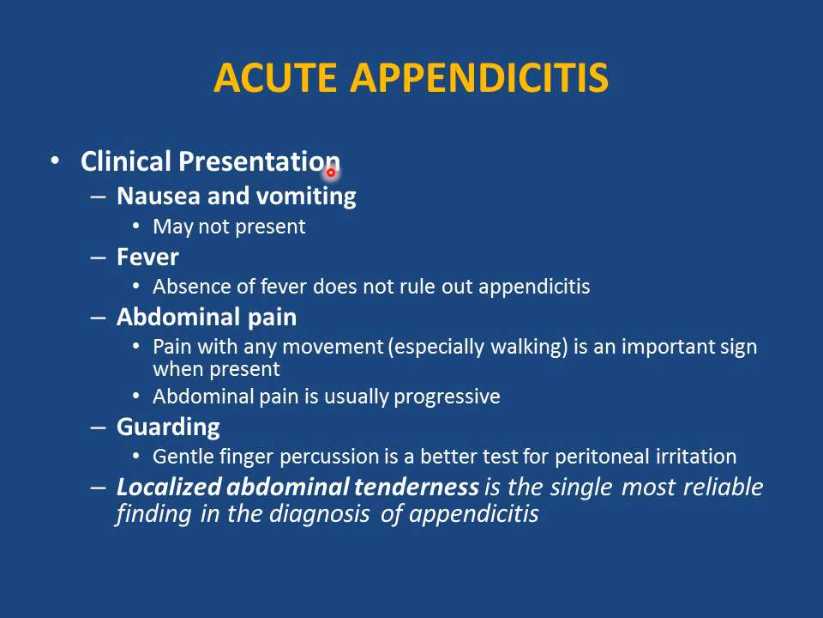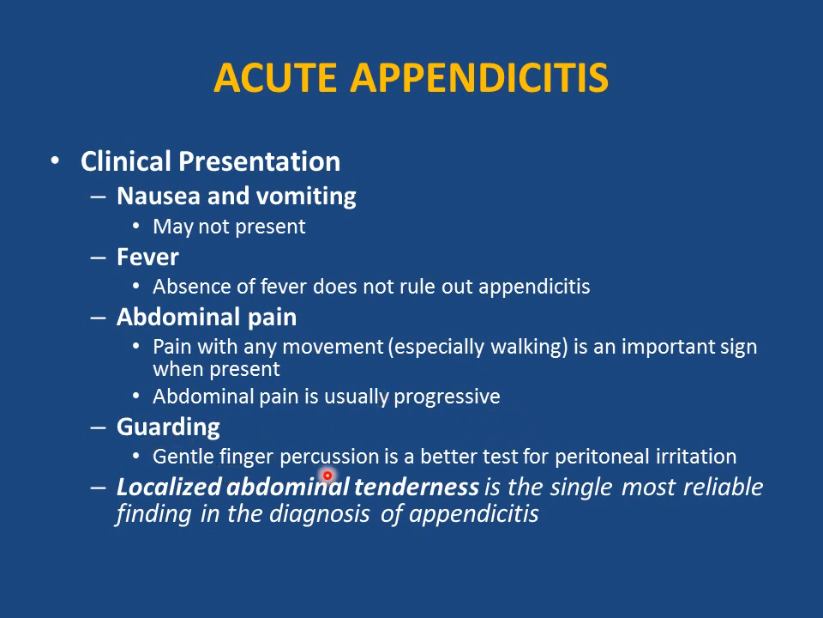Classic presentation of acute appendicitis, nausea and vomiting, but nausea may not present, and absence of nausea or anorexia does not rule out appendicitis. Fever is classic or common with appendicitis, but absence of fever does not rule out appendicitis. Acute abdominal pain. The pain usually classically with any movement, especially walking, is very important sign for appendicitis. Abdominal pain is usually progressive, different than gastroenteritis. Usually in gastroenteritis the pain keeps getting better with time.